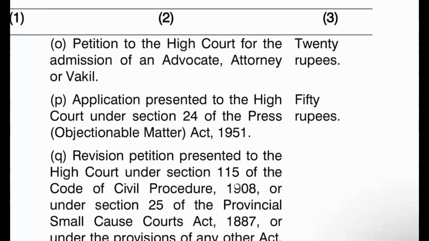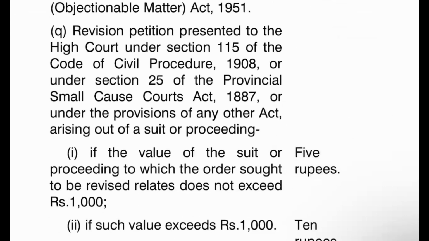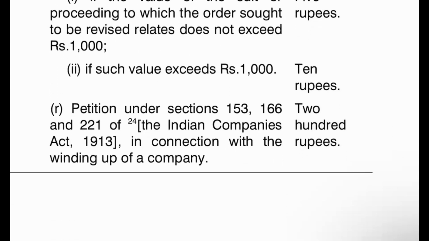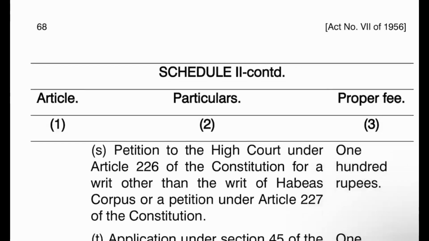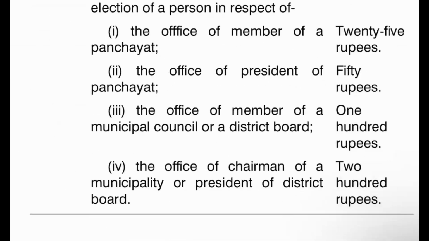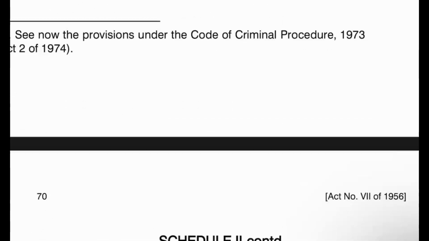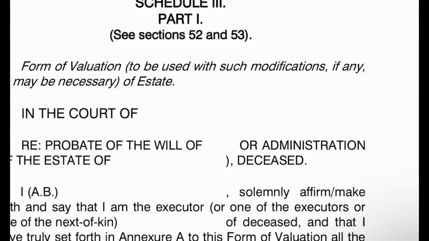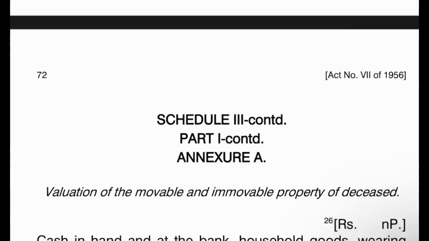If you see here, the option O, a petition to the High Court for the admission of an advocate, attorney or vakil. Generally, whenever we are filing the vakalat on behalf of a plaintiff or a defendant, we have to pay 20 rupees as court fee. I think it is on the first page only.